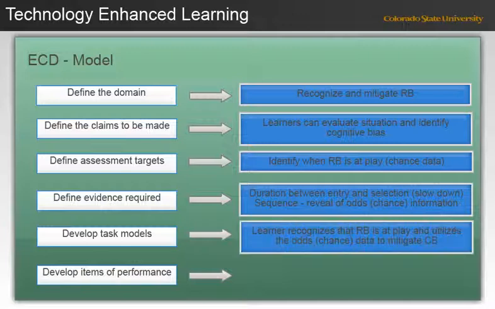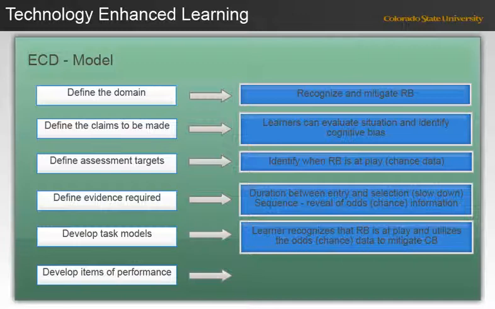Then we developed the tasks that we wanted them to do. We wanted first the learner to recognize that representativeness bias was at play in the situation based on that odds and chance data or information that was in the situation. And then we wanted them to behave differently.